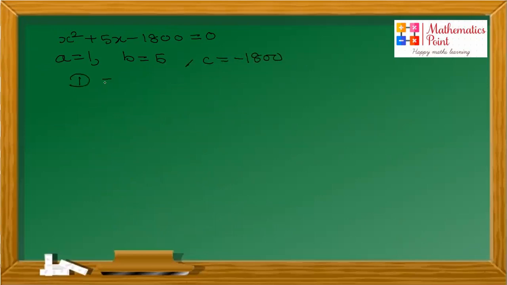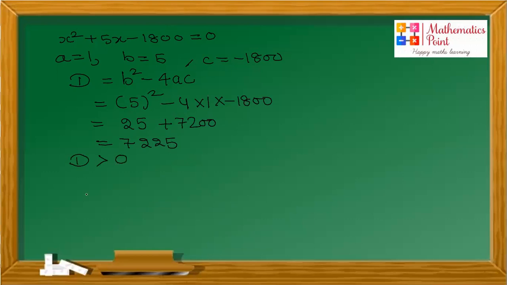Let us find the discriminant. b square minus 4ac, which is equal to the square of 5 minus 4 multiply 1 multiply minus 1800. So it comes out to be equal to 25 plus 7200, which is equal to 7225. Now you see that D is positive, that is greater than 0. So it means roots are real and distinct.